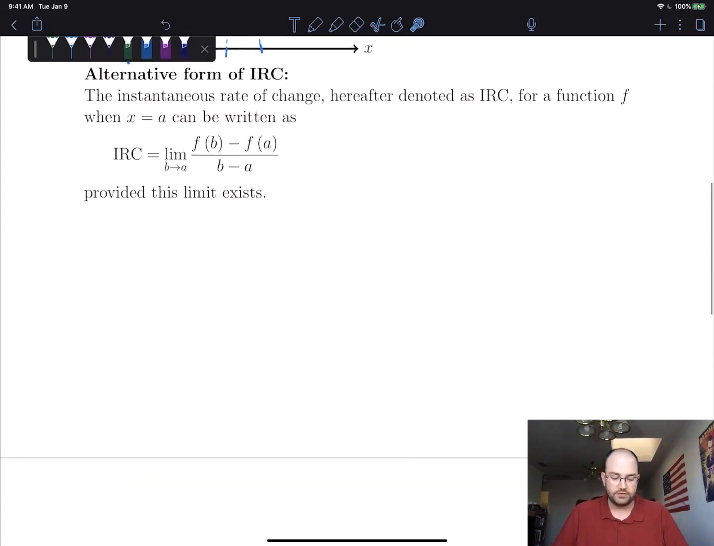Now, there is an alternative form of the instantaneous rate of change. For a function f when x equals a, it can be written as the limit as b approaches a of f of b minus f of a, all over b minus a. So basically this is, again, just the average rate of change formula, and then we're just saying let b become a. Of course, all of this is provided that the limit exists.